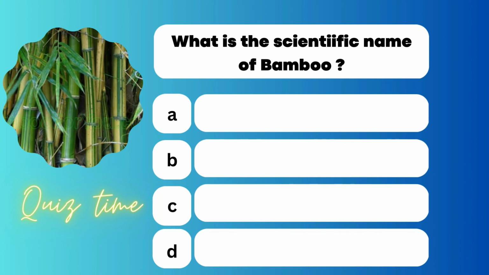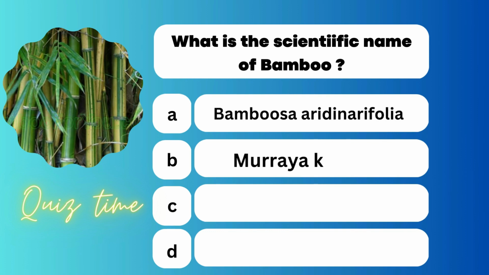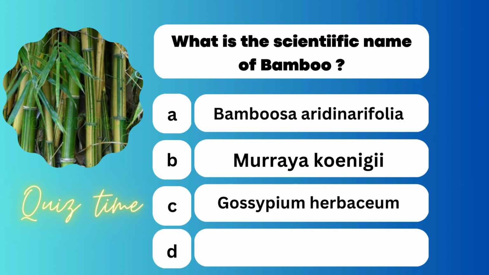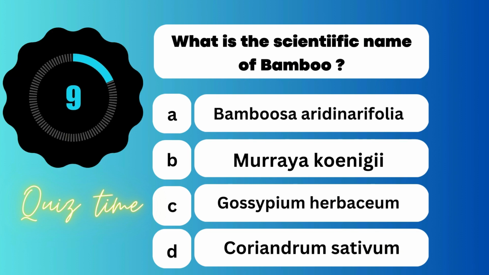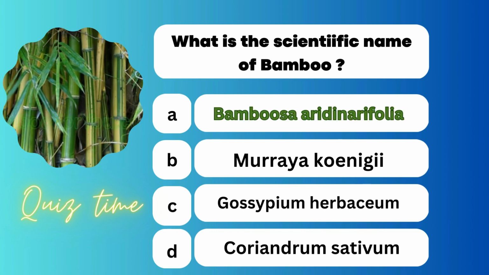What is the scientific name of bamboo? A. Bambusa ordinarifolium. B. Moroya canigii. C. Gossypium herbaceum. D. Coriandrum sativum. The answer is A. Bambusa ordinarifolium.